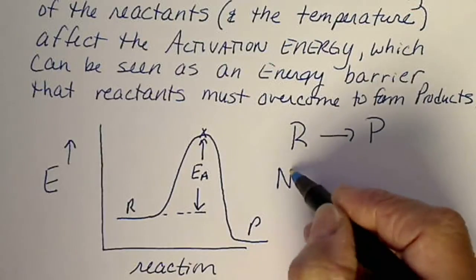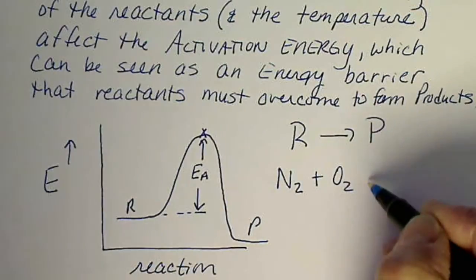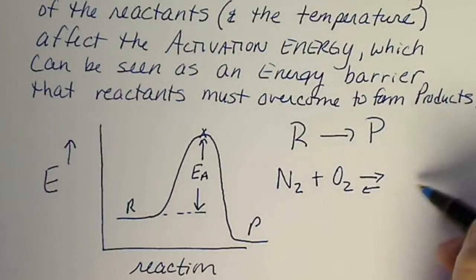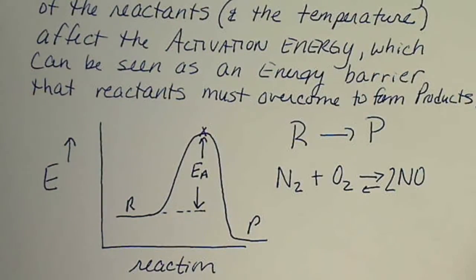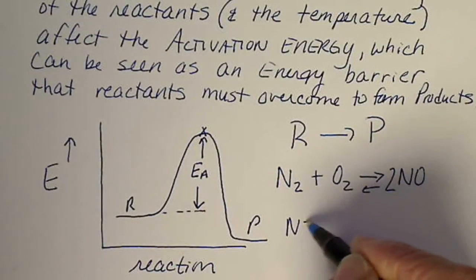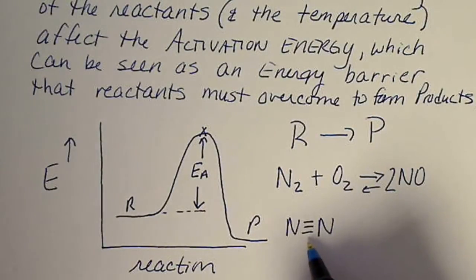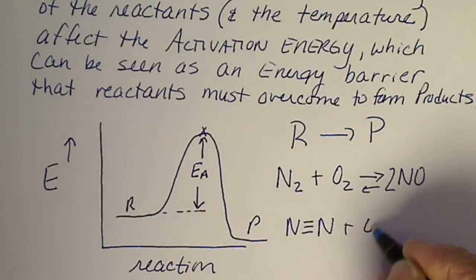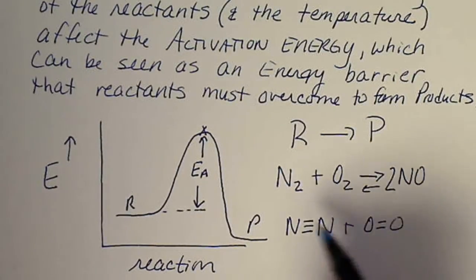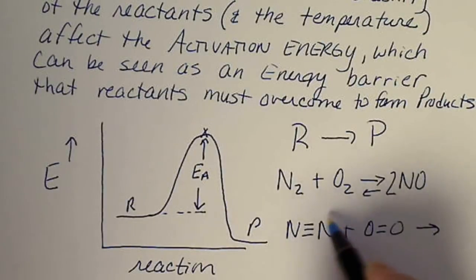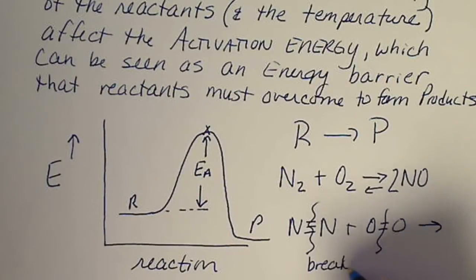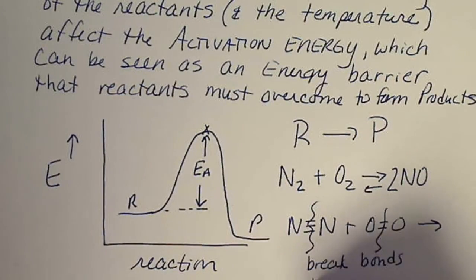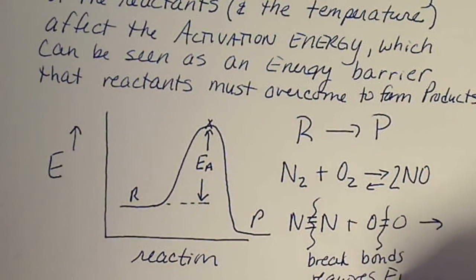So in an example of N2 and O2 reacting to make NO, nitrogen has a triple bond, so that's a very hard bond to break, and oxygen has a double bond. So in order for this reaction to occur, these bonds have to be broken. So to break bonds requires this energy. So that's pretty much what we can think about as the activation energy.